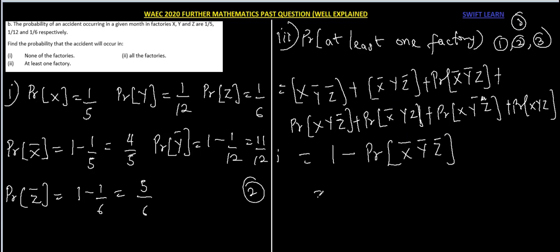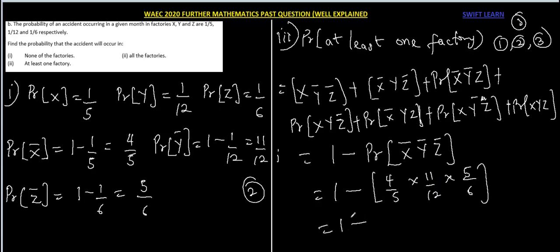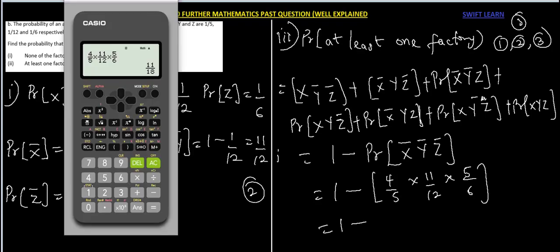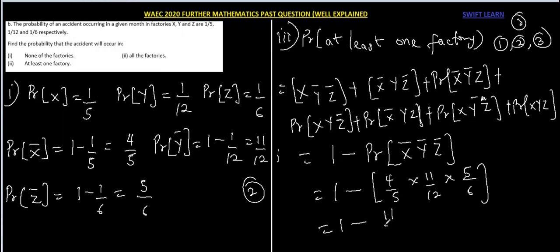That will be 1 minus, alright, remember what you have, that's why I did not rub this off, 4 over 5 times 11 over 12 times 5 over 6. So if you multiply this with a calculator, okay, I think you've done this, but this is 1 minus 11 over 18. So what will this be? That will be 7 divided by 18.